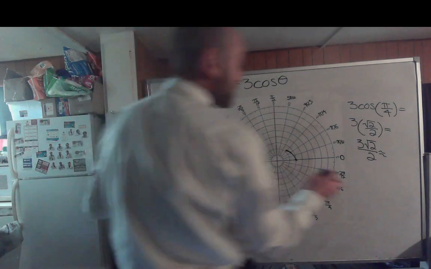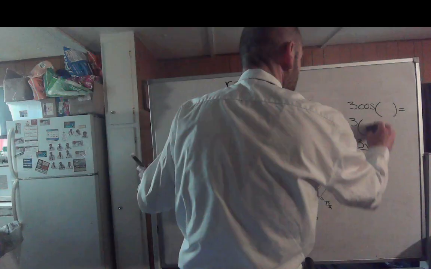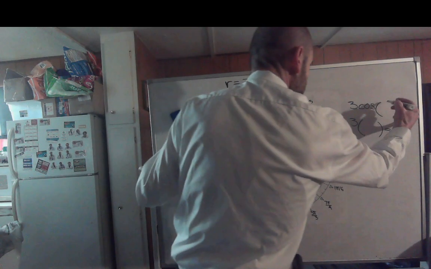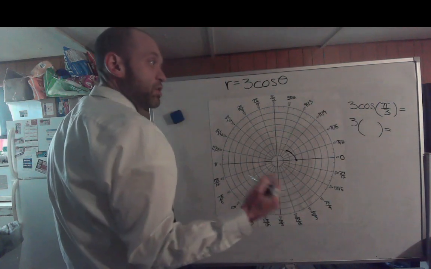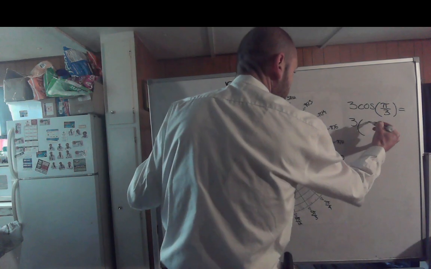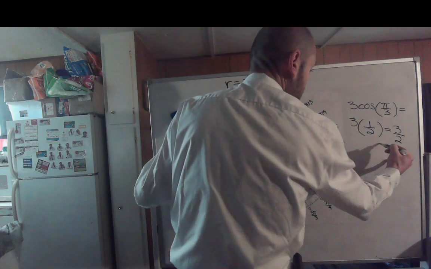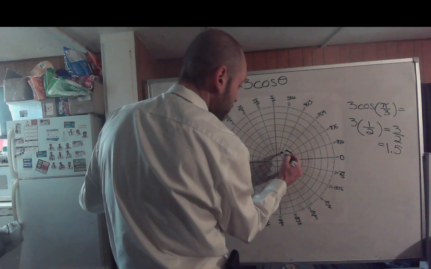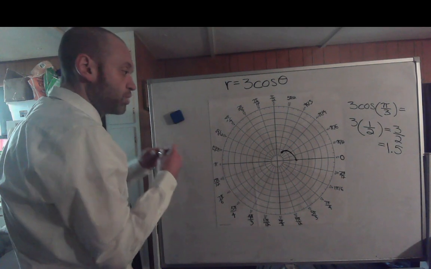All right, the next special angle is pi over 3. So let's go ahead and do that. Well, we're going to take 3 times the cosine of pi over 3. What is the cosine of pi over 3? That's just 1/2, so 3 times 1/2 is 3/2, which we know to be exactly 1.5 in decimal form. So we would be right here for the polar coordinate. You'll have a coordinate of about 1.5.